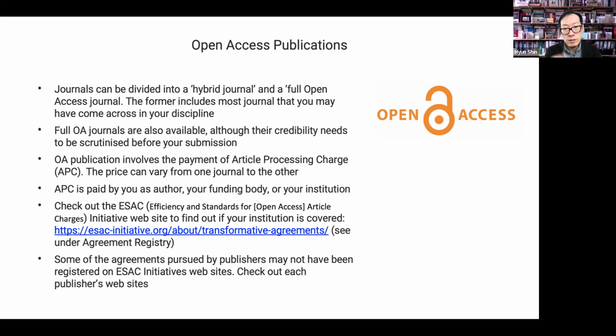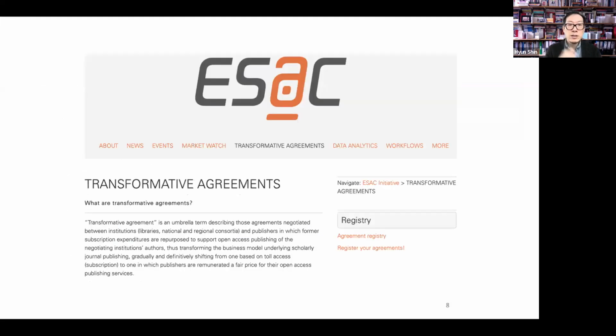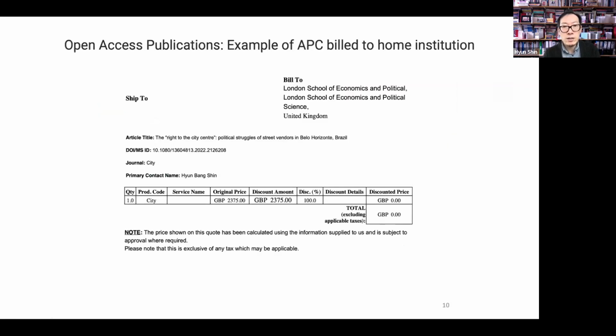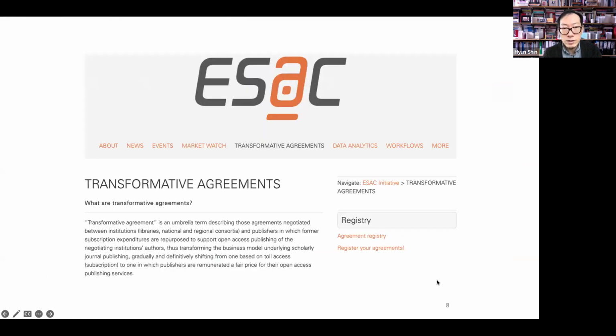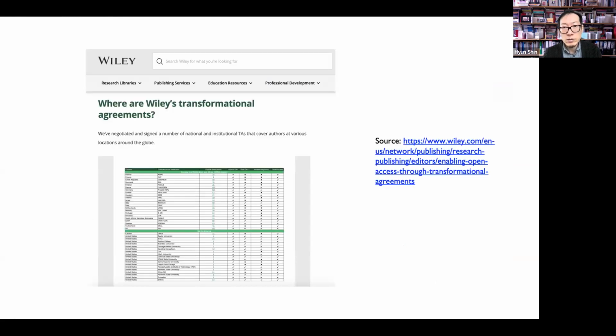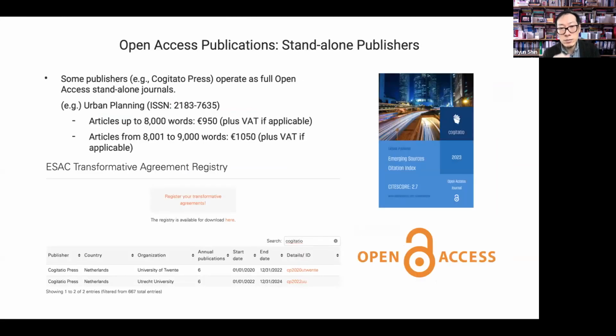So let me show some examples. So this is the actual website, the transformative agreement page. And here, if you just look at the agreement registry, this is where the list of existing agreements can be found. And if you just go there, maybe let me just show this example here. So if you look at this and click on the agreement registry, you can search by using country name or the publisher.